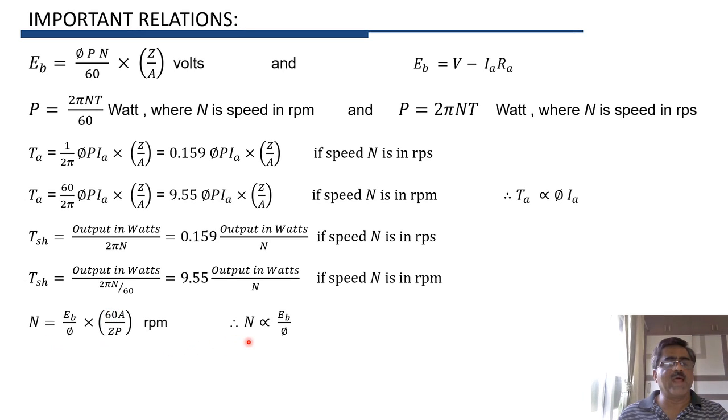And therefore, speed N is directly proportional to the back EMF Eb and inversely proportional to flux φ. Therefore, N2/N1 = Eb2/Eb1 × φ1/φ2. So you are advised to remember all these expressions so that you can solve numerical problems on torque and speed of DC motors.